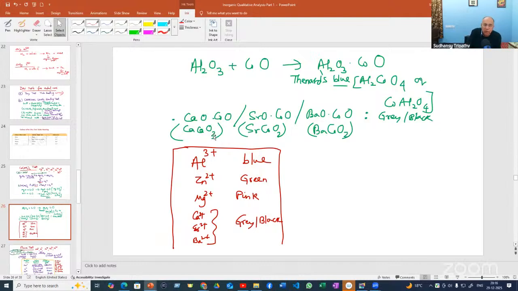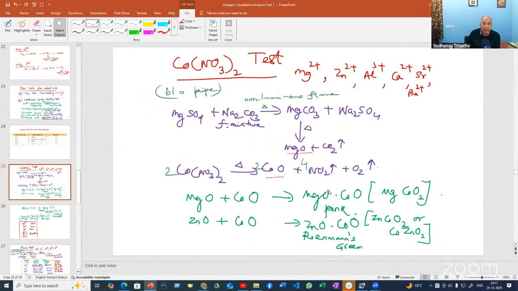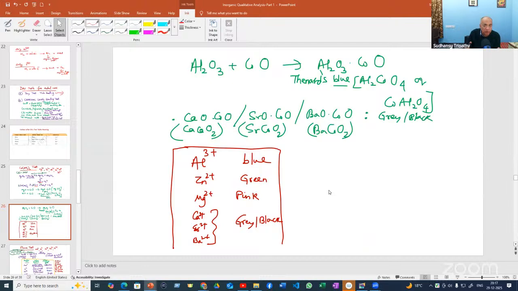And calcium, barium, strontium, all three produce gray or black color, because calcium cobaltate or strontium cobaltate or barium cobaltate are all black. So at least one of the three will be present, calcium or strontium or barium. If after the cobalt nitrate test there is no blue color for aluminum, no pink color for magnesium, no green color for zinc, because zinc will produce a green color, magnesium pink, and aluminum blue. If it doesn't produce green, blue, or pink, but produces a black or gray mass, then definitely it is either calcium, strontium, or barium.